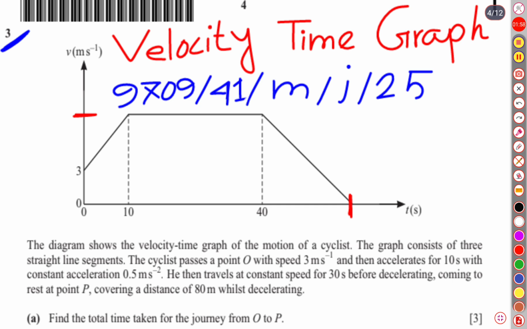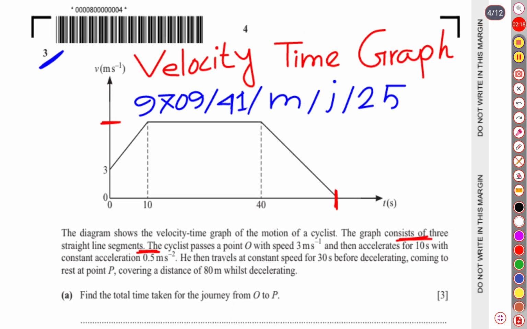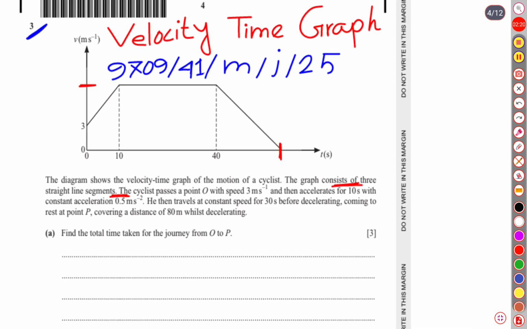For the first segment, what is it written about? For the first 10 seconds, it is written that the cyclist accelerates at the rate of 0.5 meter per second squared for 10 seconds. So analyzing this information, we can find our velocity. And we know the formula for velocity is V is equal to U plus AT.